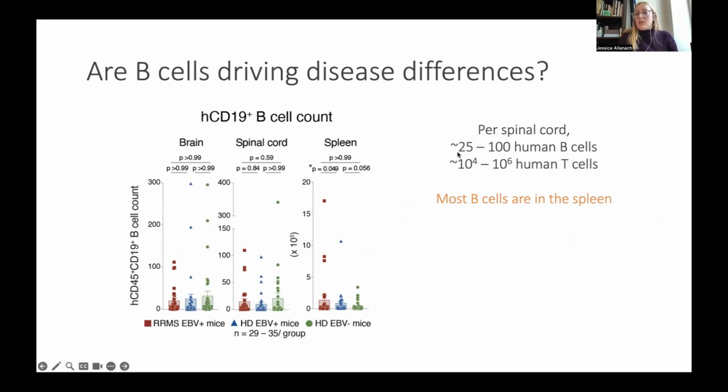Within the spinal cord, we saw between 25 and 100 total B cells compared to 10,000 to 1 million T cells entering those same tissues. And most of our B cells were actually in the spleen. So the presence of B cells within the CNS that were or were not infected didn't seem particularly likely.